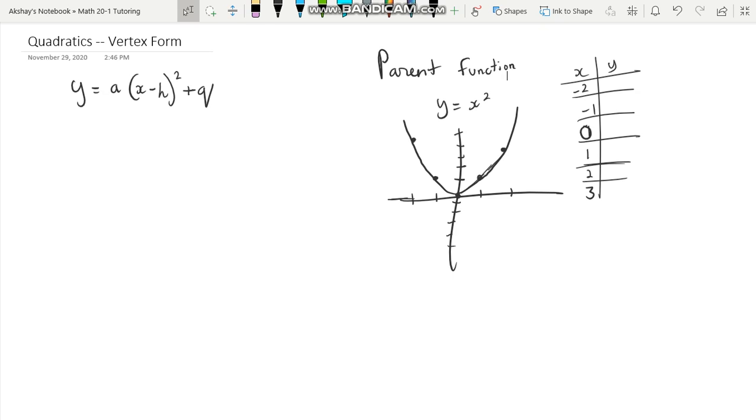Hey, so in this video we're going to be looking at quadratics. We're going to be especially focusing on the vertex form.